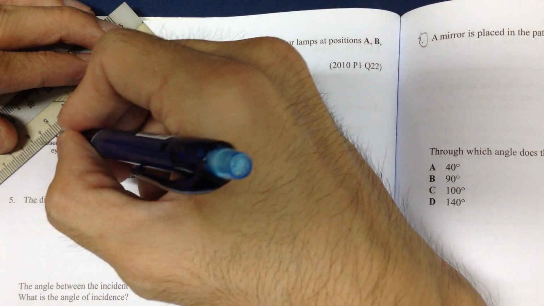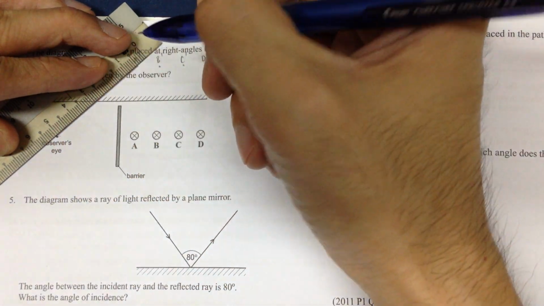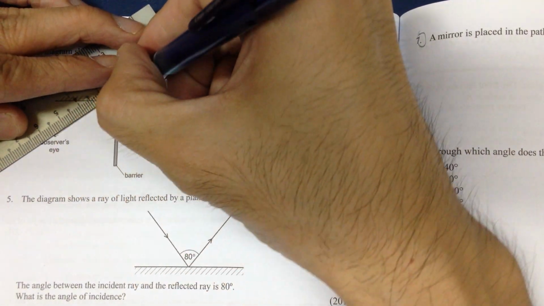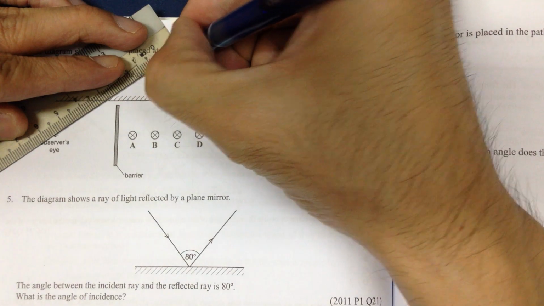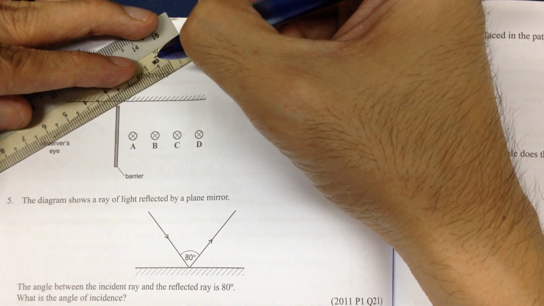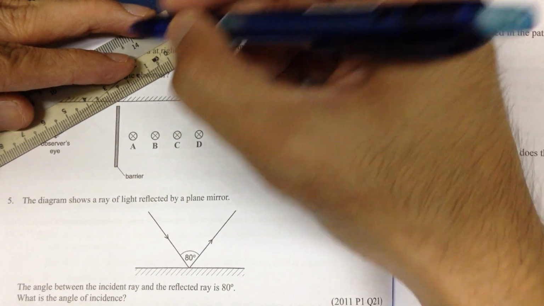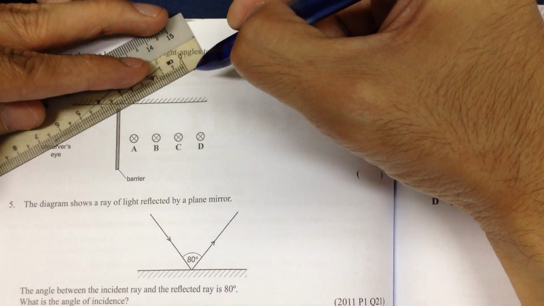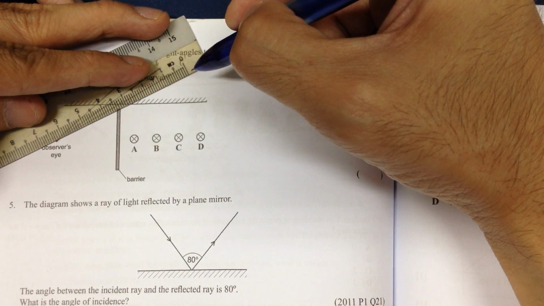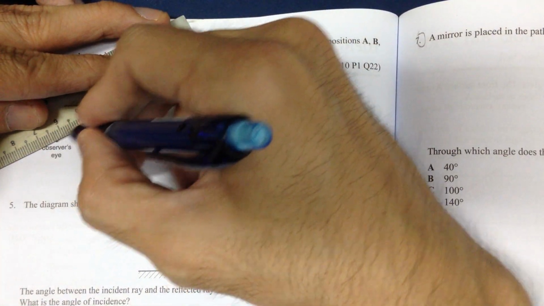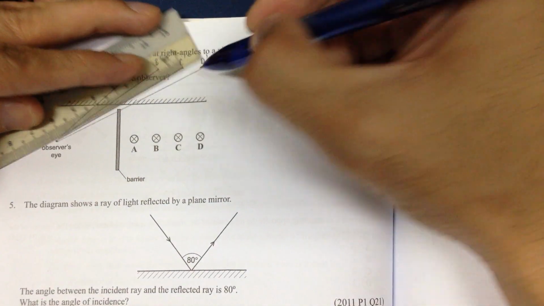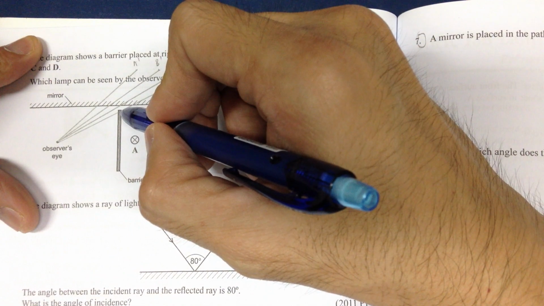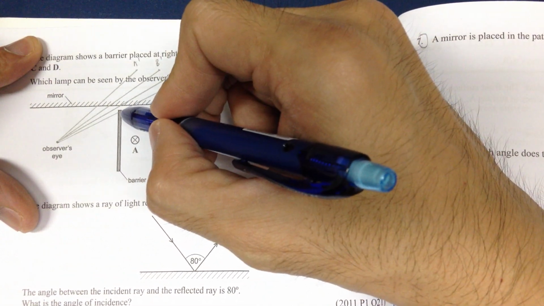So this for A. This for B. This for C. And then this for D. Now from this drawing, the first cut is that D is impossible because D has been blocked by the barrier.